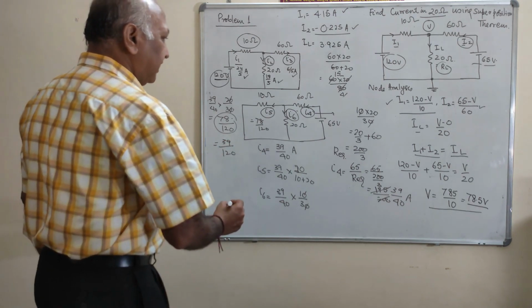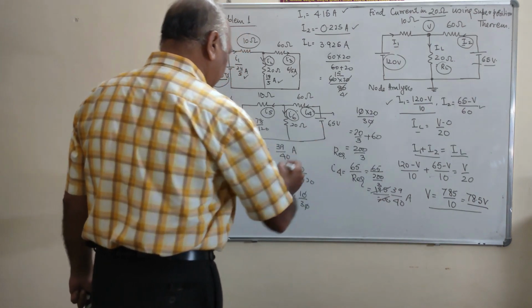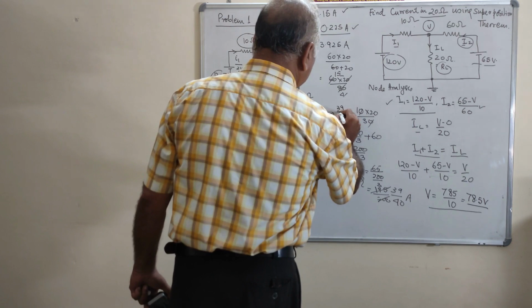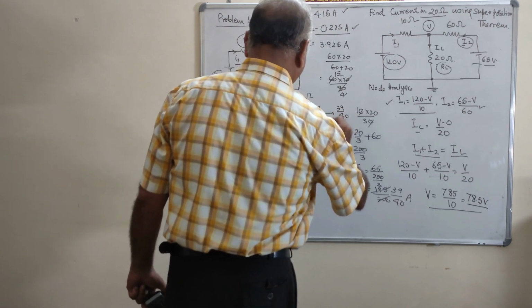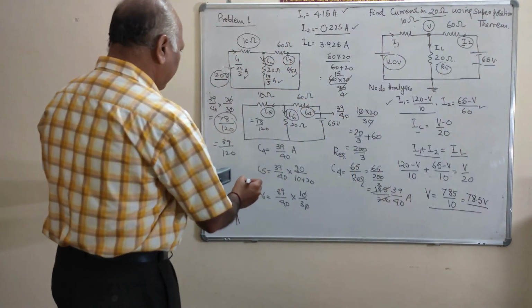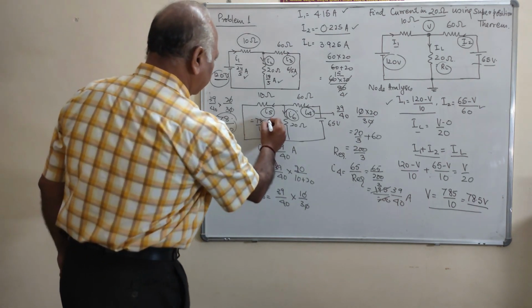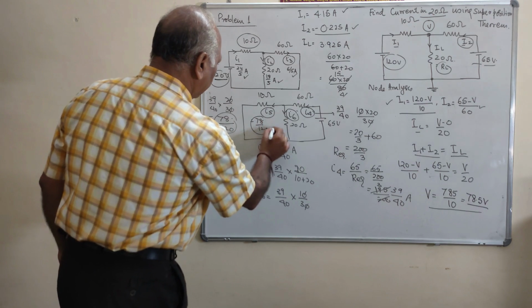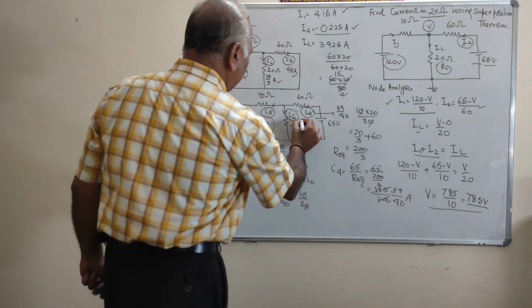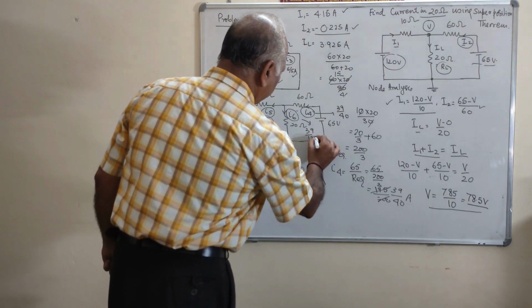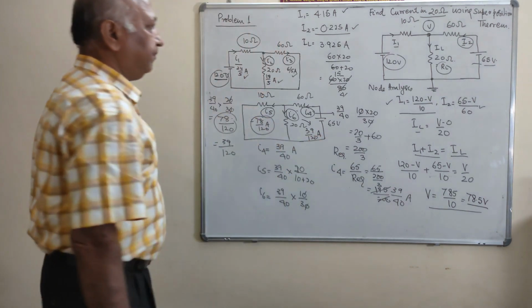तो हमें क्या क्या वैल्यू मिली? I4 की जो वैल्यू मिल रही है वो थी 39 upon 40. What is the value of I5? I5 की जो वैल्यू निकाली थी हमने कितनी निकाली थी? That is 78 upon 120 ampere. And what is the value of I6? That is equal to 39 upon 120 ampere.